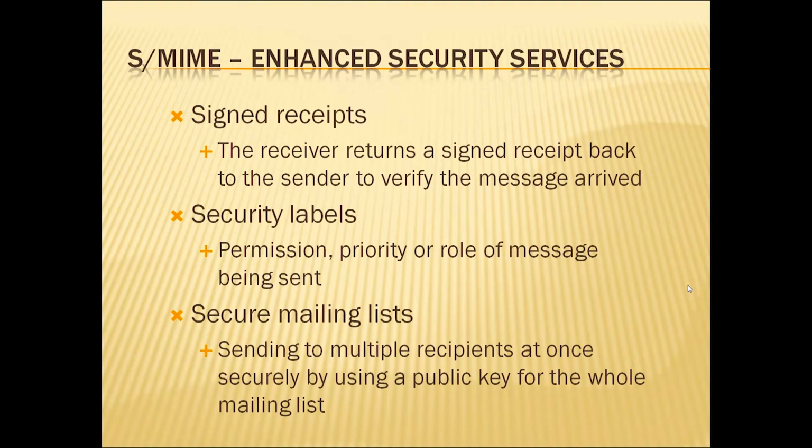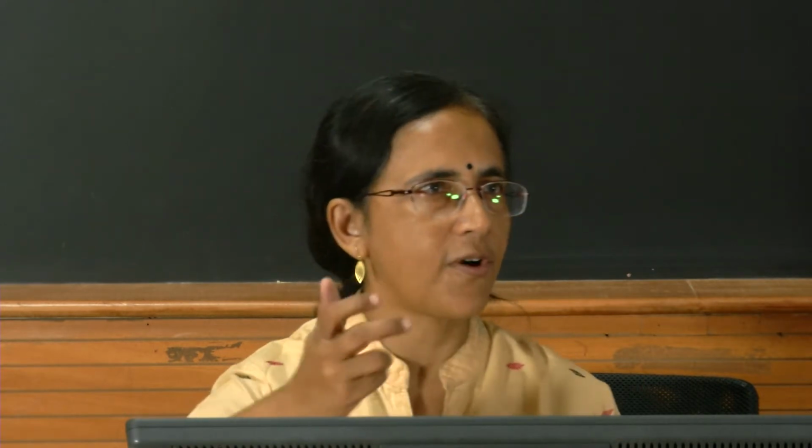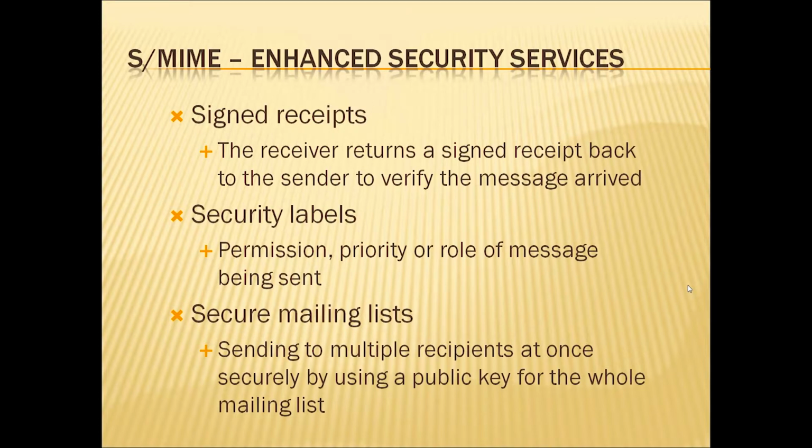Also, somewhat different, there are concepts of signed receipts. The receiver returns a signed receipt back to the sender to verify the message arrived. In general, we have seen only some acknowledgements back, like a SEK 01, very short, so that it does not cause any traffic overhead in the network. Then security labels. That means there are some permissions, rights, priority or role of a message being sent, all of which may be mentioned under different security labels.